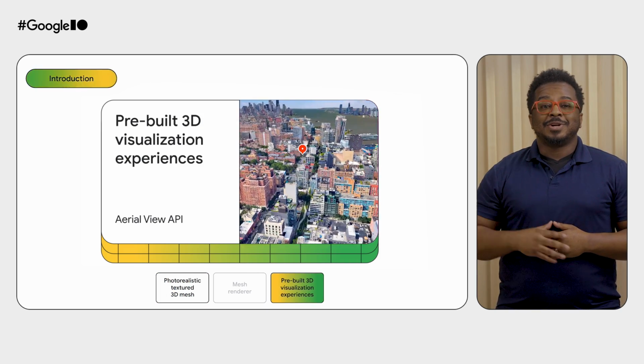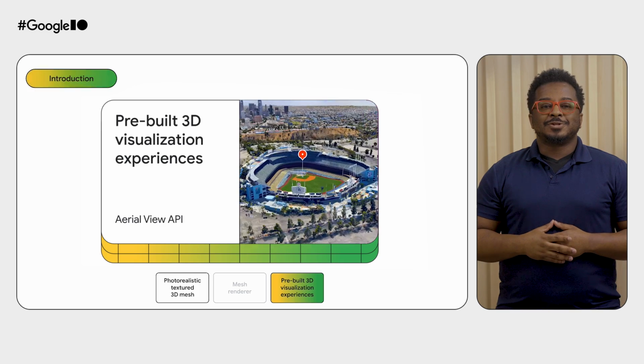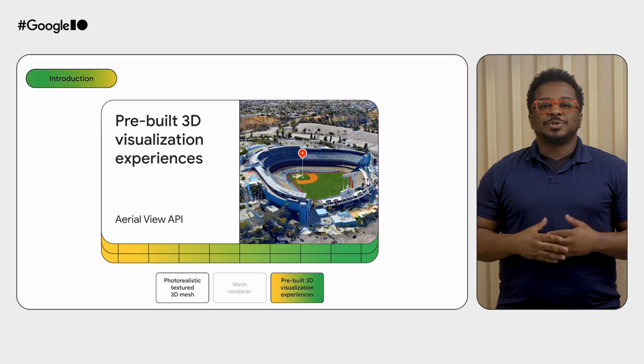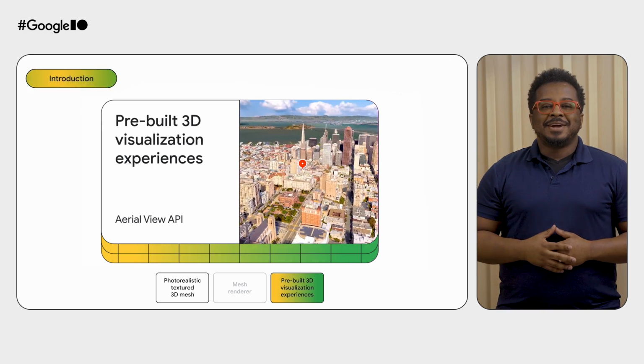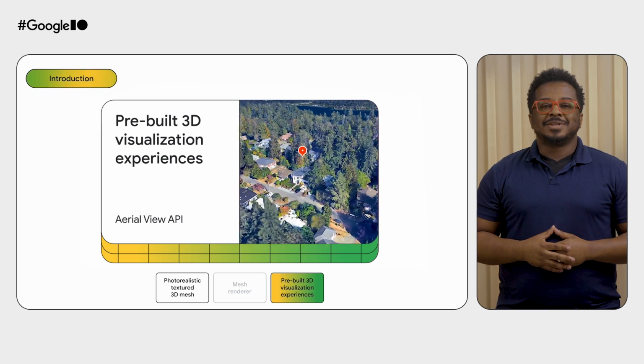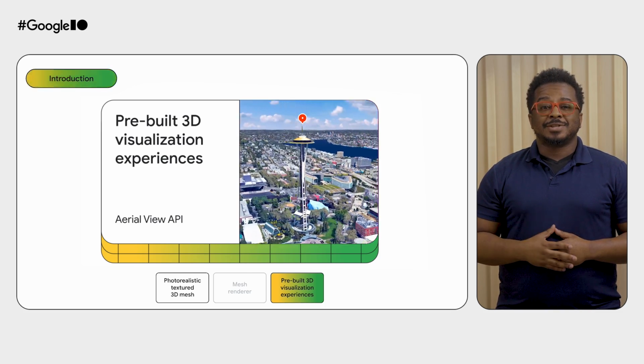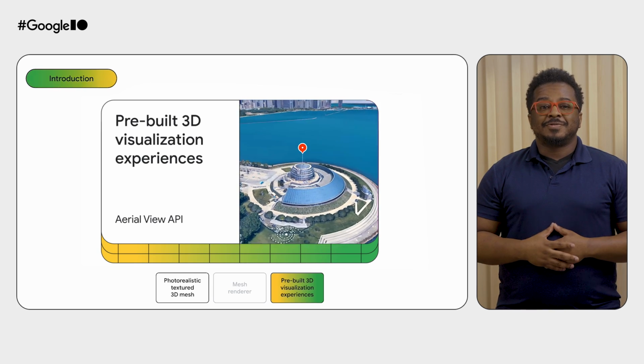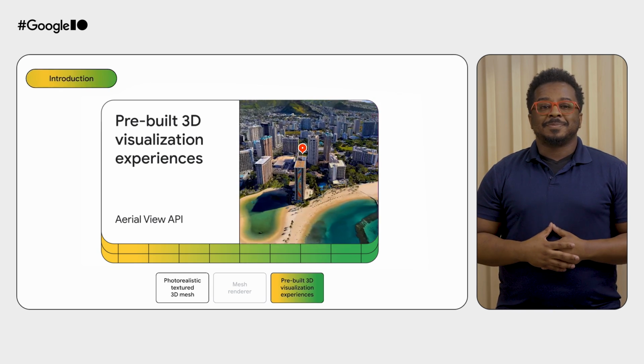The second component was a pre-built 3D visualization experience, which we launched through the Aerial View API. Aerial View gives you access to pre-rendered 3D cinematic videos to support glanceable use cases or immersive experiences on devices with low-power graphics hardware. Now, if you remember, I conveniently left out the third component, the software that brings interactive 3D experiences to life, a Google-powered renderer.